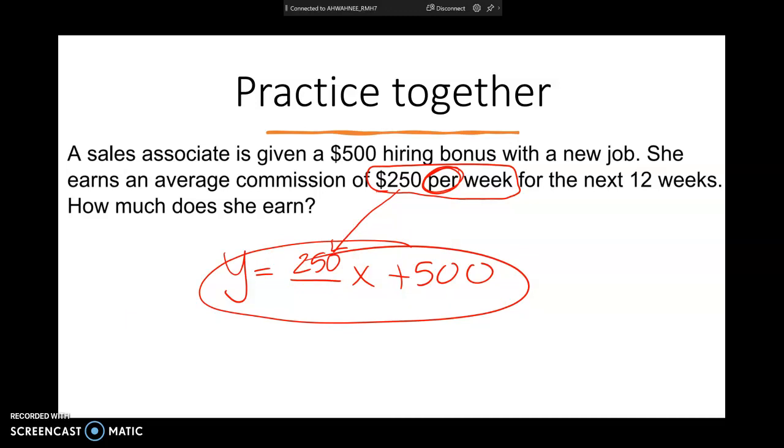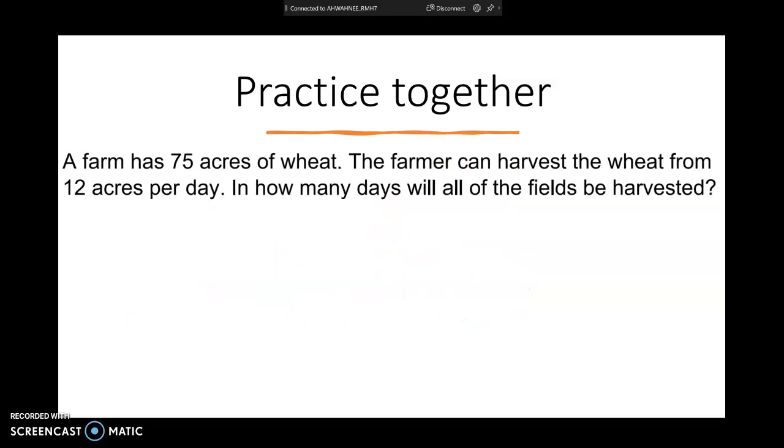All right, let's just do one more. A farm has 75 acres of wheat. The farmer can harvest the wheat from 12 acres per day. In how many days will all the fields be harvested? We don't need to answer this question. We're just going to write an equation. So we got to think, okay, a farmer has 75 acres, and he harvests wheat from 12 acres per day.